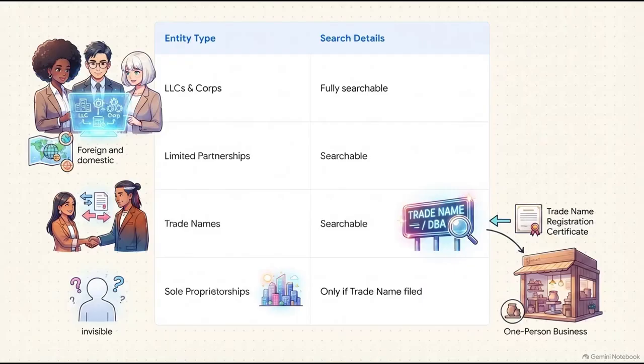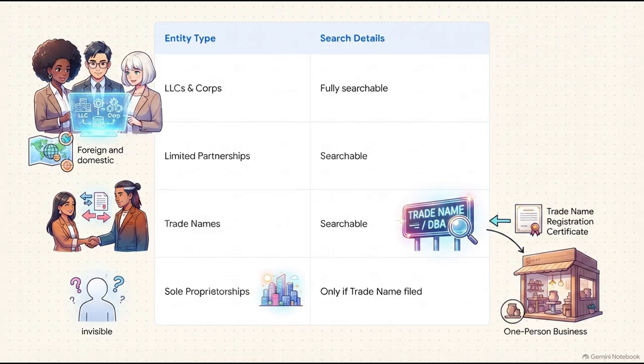So, what kinds of businesses are we actually looking at here? Well, North Dakota registers a pretty broad set of entity types. You're going to find fully searchable records for domestic and foreign LLCs, corporations, and limited partnerships. Trade names, which you probably know as DBAs or doing business as, are also fully searchable. That's super helpful for verifying the operating names of existing businesses.